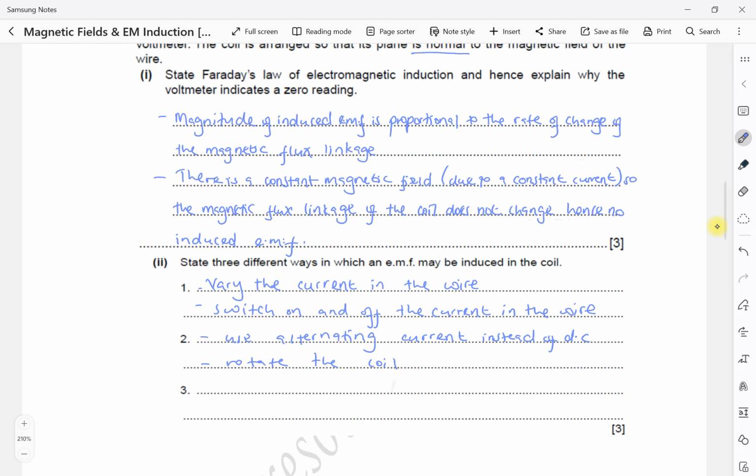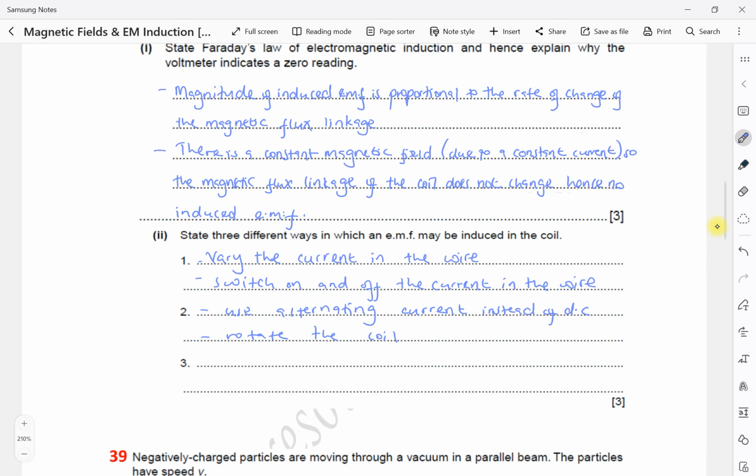In all cases, rotating the coil, you are trying to cause motion, so that you are causing cutting of the magnetic field. Or you could say move the coil towards or away from the wire carrying current.